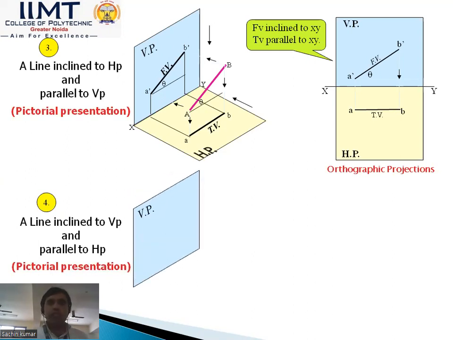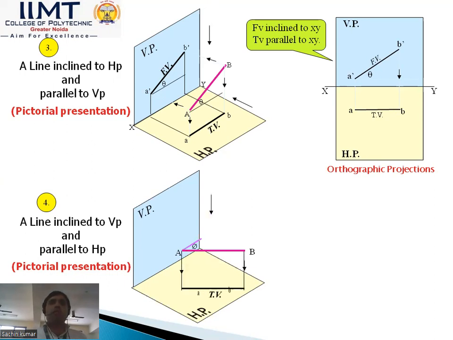First we have the vertical plane, the horizontal plane, and the line AB, which is inclined to VP and parallel to HP. So first, how do we draw the orthographic projection of this line? First we need to know which view gives the true length. In this case, only the top view gives the true length.